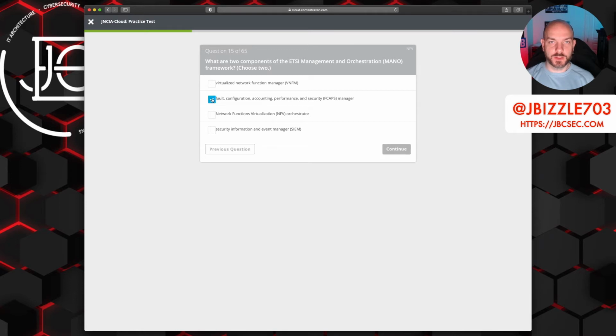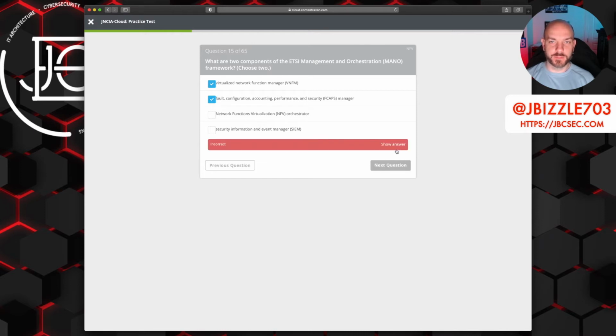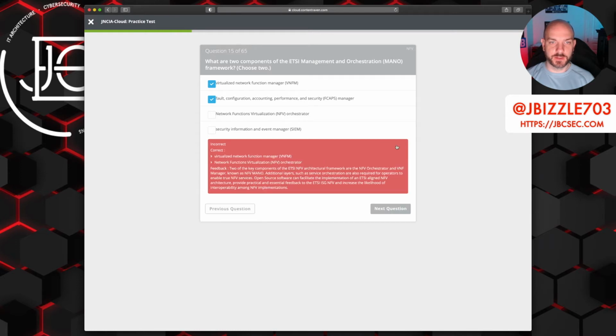I feel it's the FCAPS and network functions virtualization, and virtualized network function manager. Yeah, I'm probably going to get this one wrong. NFV orchestrator and the VNF manager.